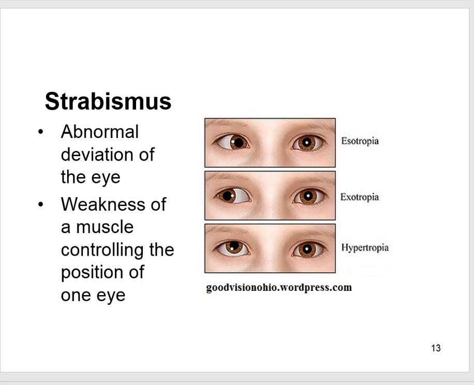Strabismus. This is an abnormal deviation of the eye. The weakness of the extraocular muscles controlling the position of one eye. Okay, so we have these three types. So in Esotropia, this is cross-eyed, one eye turns inward. In Exotropia, this is also called divergent strabismus, one eye turns outward. And in Hypertropia, there's an upward deviation of one eye.